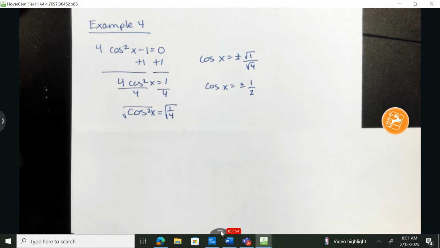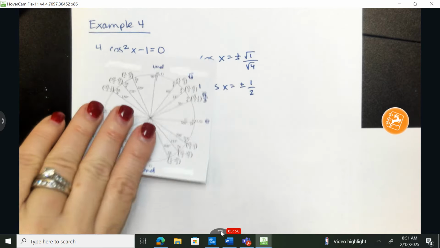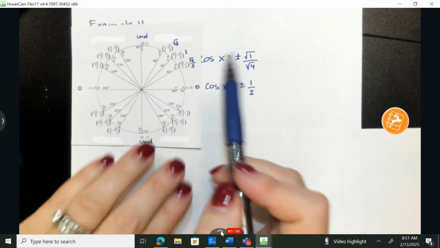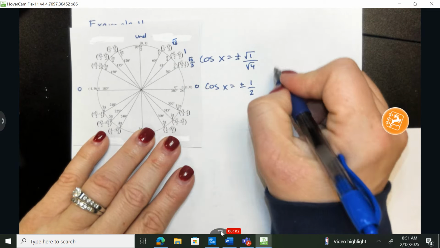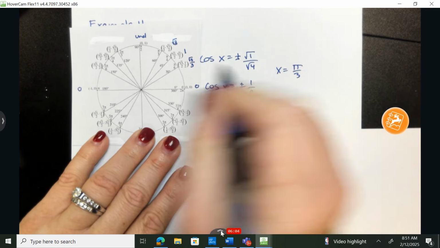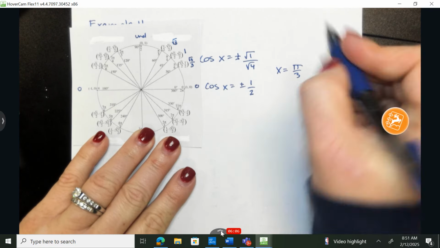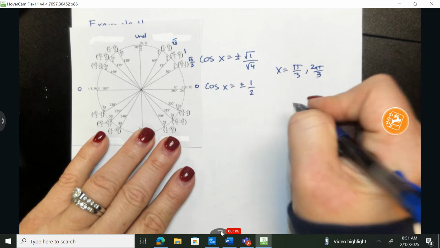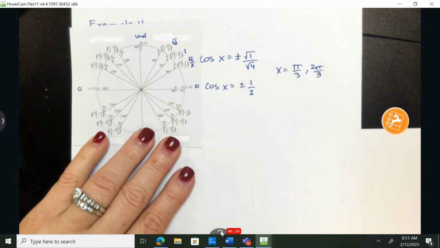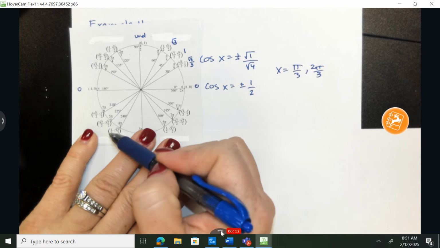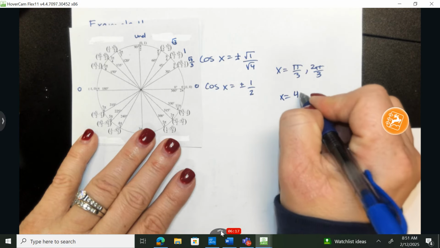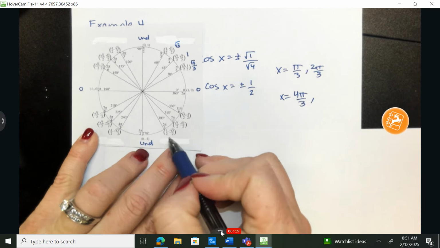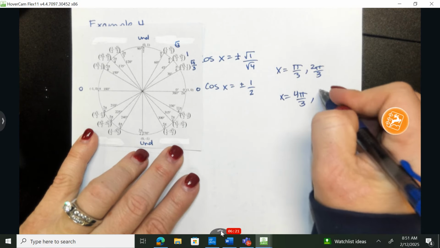So I'm looking for both positives and negatives. Where can I locate those? So cosine is the first value. We can see 1/2 can be found at pi over 3. A negative 1/2 can be found at 2 pi over 3. These are all reference angles to 60 degrees, or pi over 3. Here's a negative 1/2 again, so 4 pi over 3. And also down here at 1/2 at 5 pi over 3.